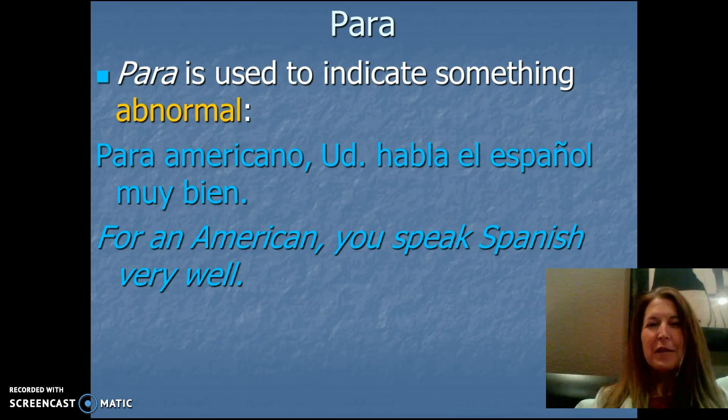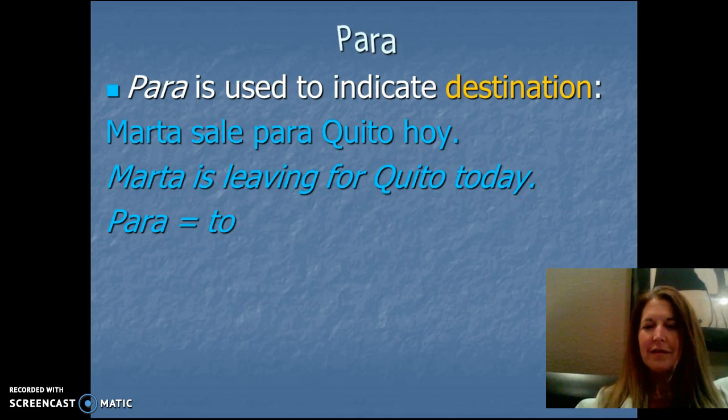So you're basically comparing that person to somebody else, and it's just sort of abnormal because they're expecting an American not to speak Spanish very well. Para is used to also indicate a destination, where you're heading. Marta sale para Quito hoy. So she's leaving for Quito today. That is her destination. That's where she's going towards.